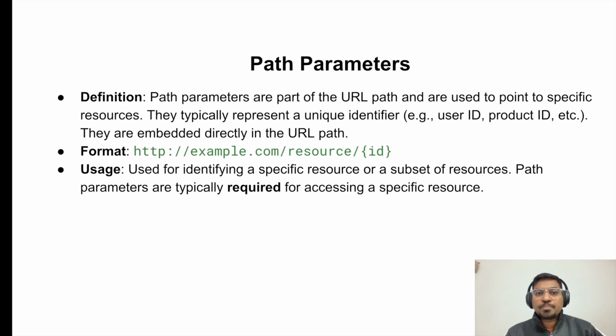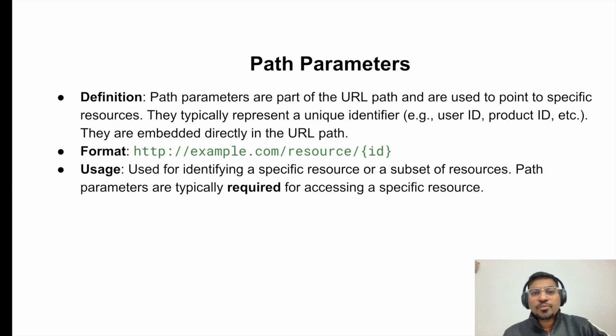Let's talk about what are path parameters. The definition: path parameters are part of the URL path and are used to point to a specific resource. They typically represent a unique identifier, for example a user ID, product ID, etc. They are embedded directly in the URL path. For example, http://example.com/resource/ followed by some ID. They are used to identify a specific resource or a subset of resources, and are typically required for accessing a specific resource.